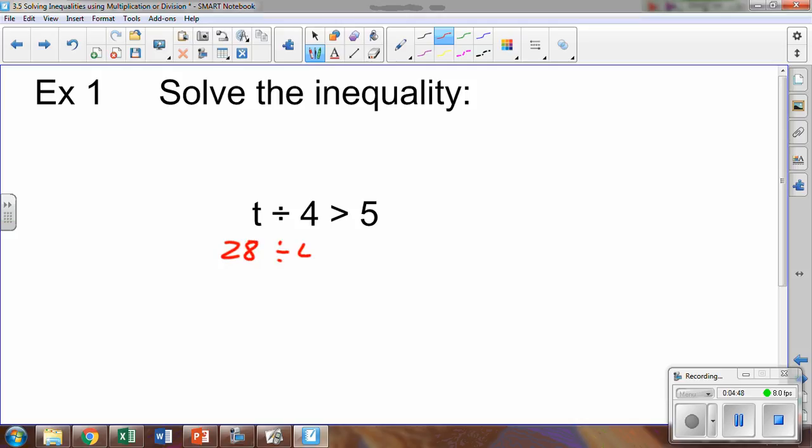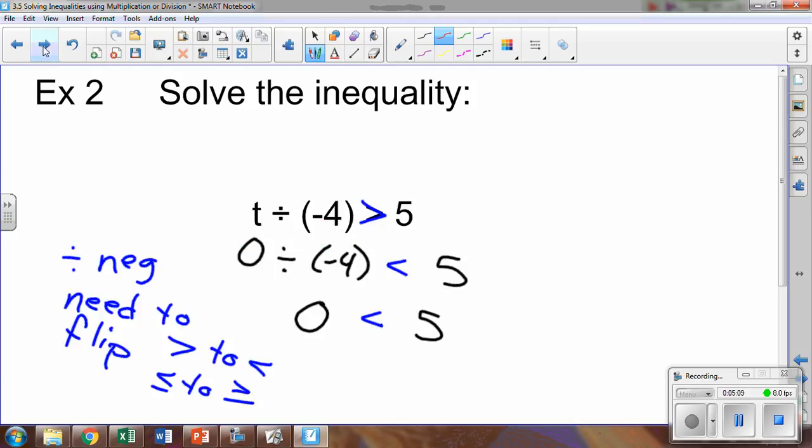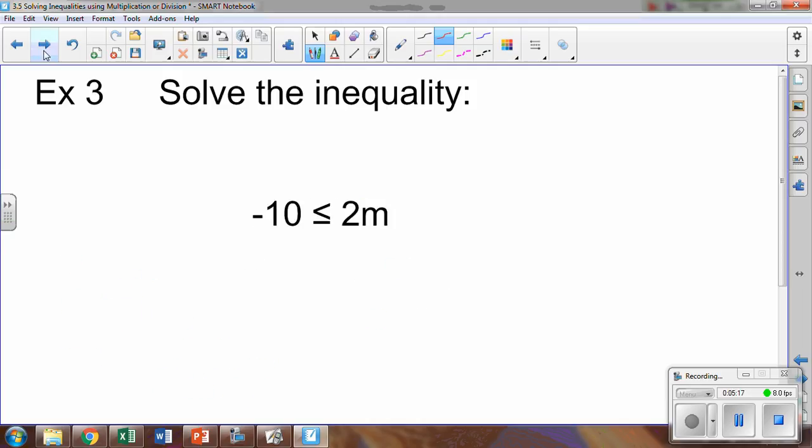28 divided by 4 is greater than 5. 28 divided by 4 is 7. 7 is greater than 5, and we can see that it actually is true. We don't flip it because we don't run into the problem. The only time we run into a problem is when we multiply or divide by negatives. You'll never encounter that problem with any kind of addition, any kind of subtraction, or if you multiply or divide by positives, we'll be okay.